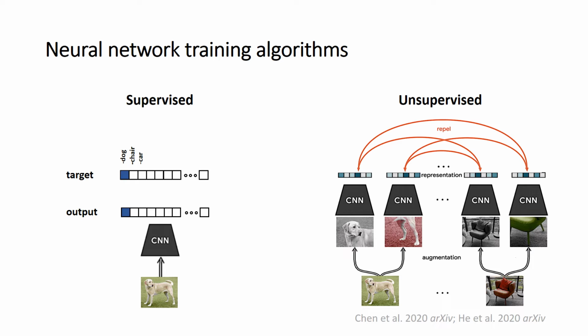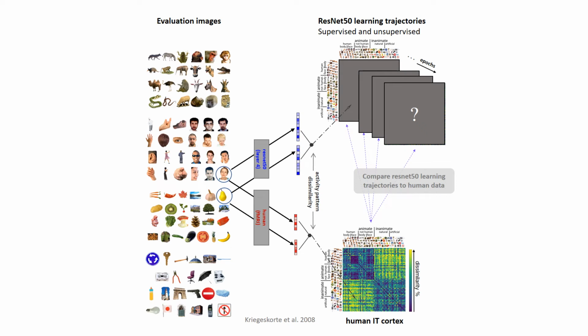To test our hypothesis, we train ResNet-50, a deep feed-forward convolutional neural network, on ImageNet, using both supervised and unsupervised learning algorithms. Then, using representational similarity analysis, we compared the object representations learned by the networks to object representations in human IT, which were measured with fMRI. We focus our analysis on the last convolutional layer of the ResNet-50, which is positioned at a location in the processing hierarchy similar to IT cortex.